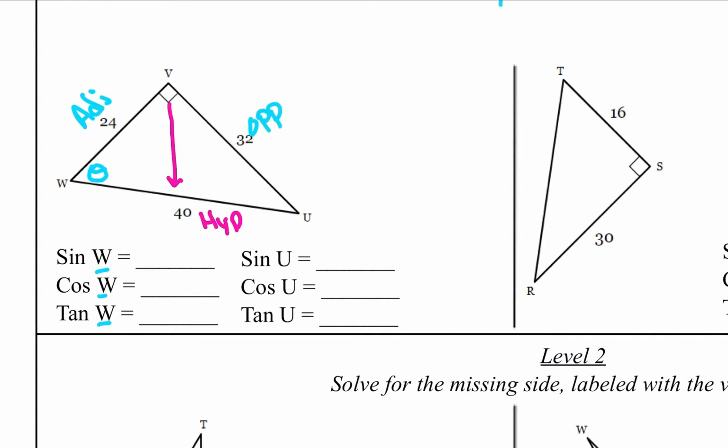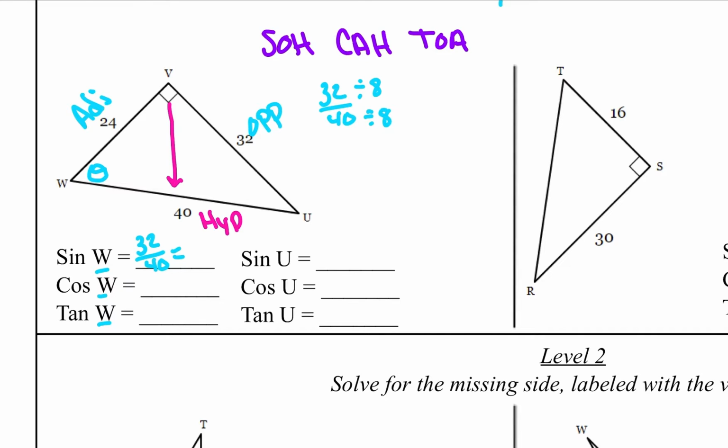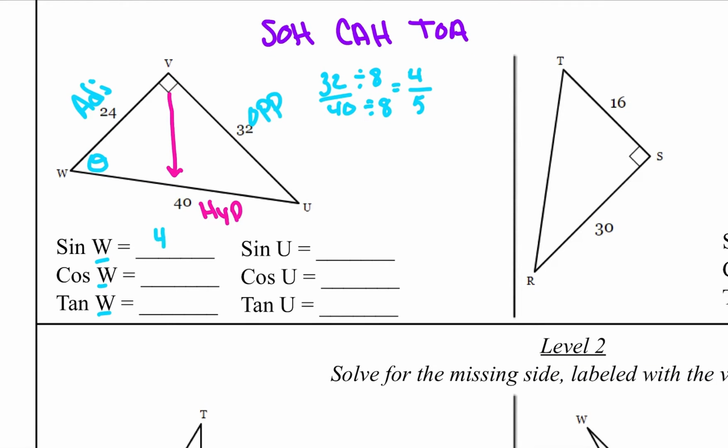So when I go to put this together, remember we're going to use our little phrase up here, SOHCAHTOA. Very important that you remember that. SOHCAHTOA. So we know that sine is the opposite over the hypotenuse. So for sine of W, we're going to put opposite over hypotenuse. The opposite is 32. The hypotenuse is 40. I definitely see that both of those numbers are simplifiable. I could divide this by 8 and divide this by 8. So 32 divided by 8 gives us 4, and 40 divided by 8 gives us 5. So we want the 4/5 down there.